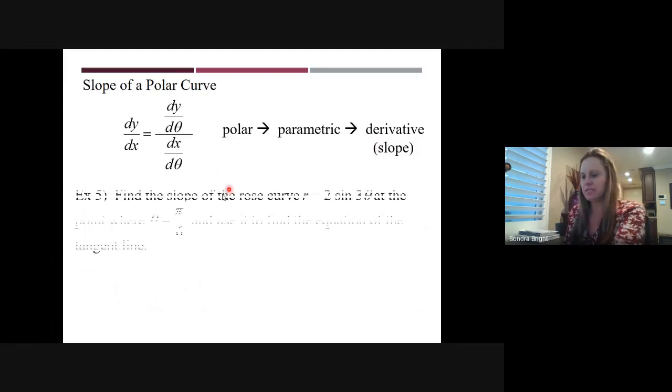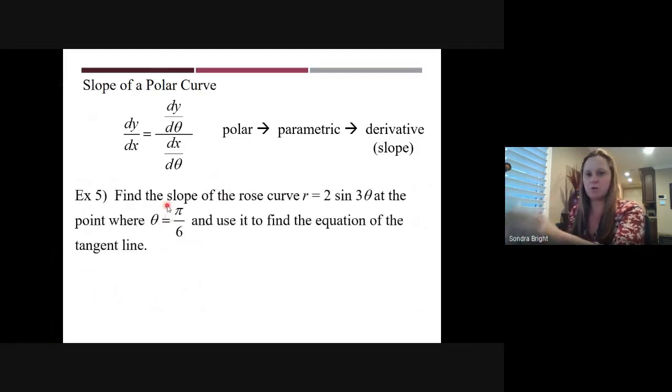So the first example says, let's find the slope of the rose curve. That's like those petal graphs. r equals 2 sine of 3 theta. The 3 is what's telling you there's going to be 3 petals there, at the point where theta equals pi over 6, and use it to find the equation of the tangent line.